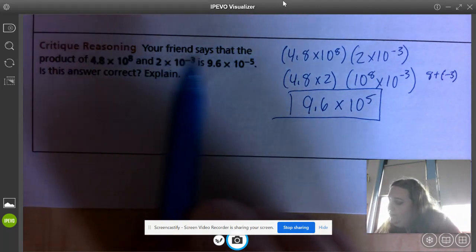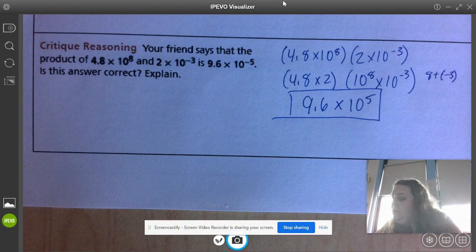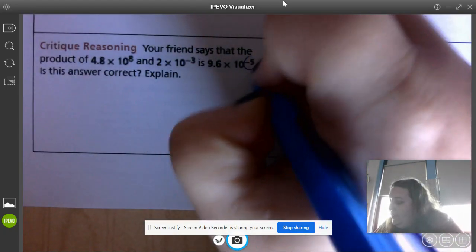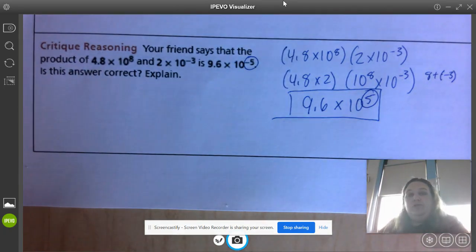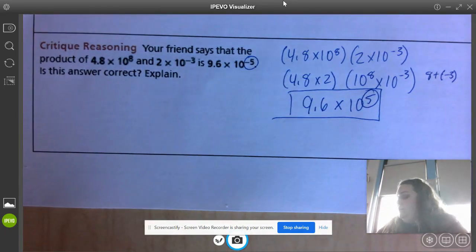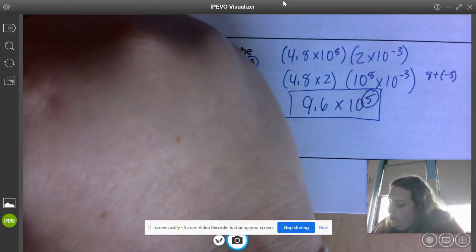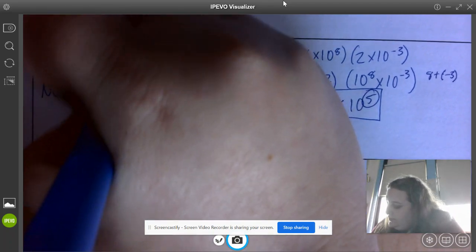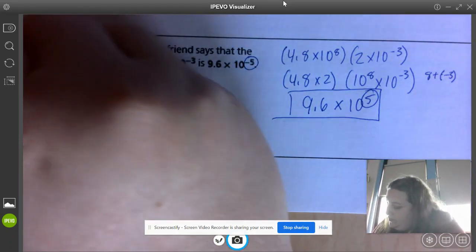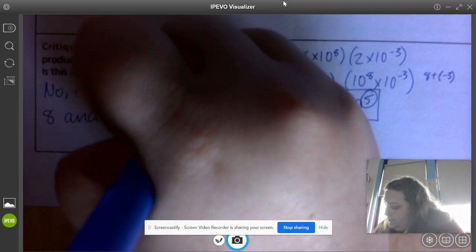And they want to know if it matches what the friend said, 9.6 times 10 to the negative 5. So their answer is not correct because they have negative 5, but we got positive 5. They didn't use their integer rules correctly when they were using the product of powers rule. So is this answer correct? No, they didn't add 8 and negative 3 correctly. Okay.